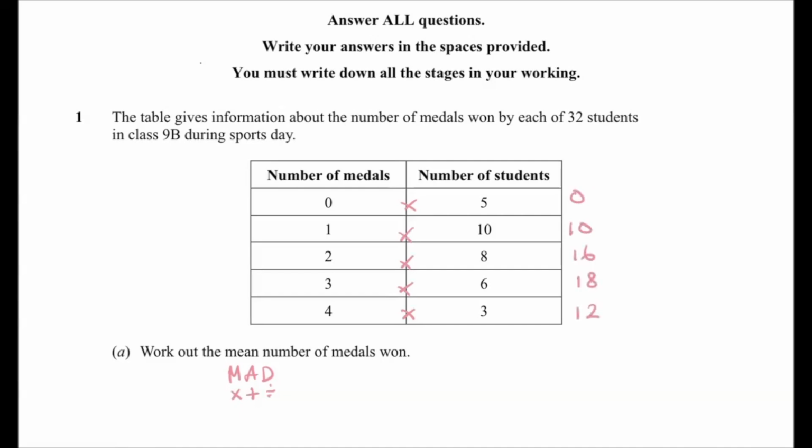Once you've multiplied across, you will add that column up. And then the next biggest mistake I see is dividing by 5 or by how many rows there are. We want to divide by how many students there are, which is the total frequency. And we've got our mean.